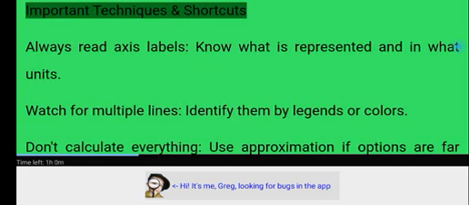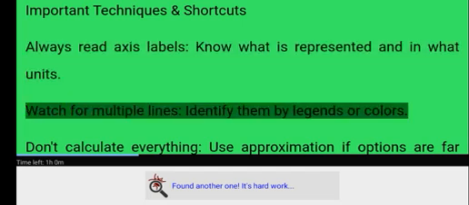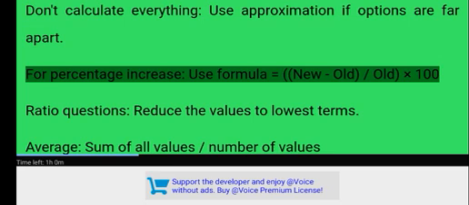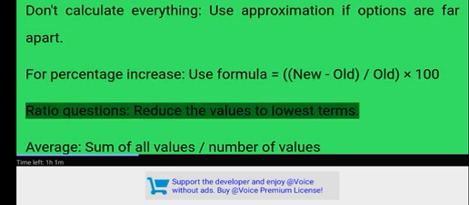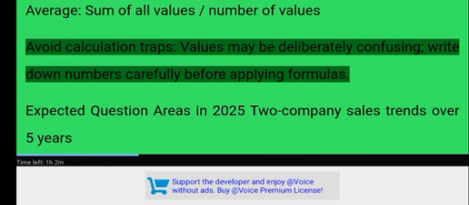Important techniques and shortcuts. Always read axis labels. Know what is represented and in what units. Watch for multiple lines. Identify them by legends or colors. Don't calculate everything. Use approximation if options are far apart. For percentage increase, use formula equals (new minus old) divided by old times 100. Ratio questions. Reduce the values to lowest terms. Average equals sum of all values divided by number of values. Avoid calculation traps. Values may be deliberately confusing. Write down numbers carefully before applying formulas.